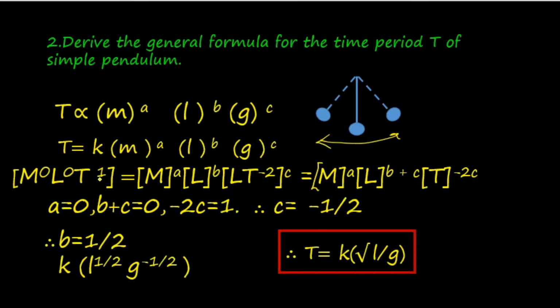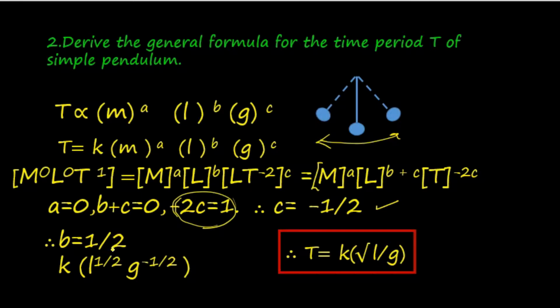The dimension of M on the left hand side is 0, therefore a is equal to 0. The dimension of L on the left hand side is 0, therefore on the right hand side b plus c is equal to 0. The dimension of T is 1 on the left hand side, therefore minus 2c should be equal to 1. From this we get c is equal to negative 1 by 2. b plus c is equal to 0, c is equal to negative half. Therefore, b is equal to positive half.